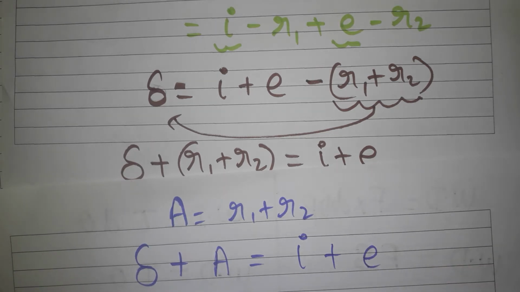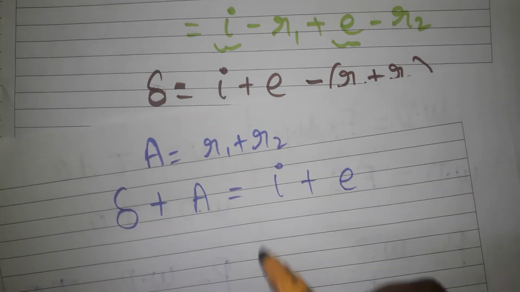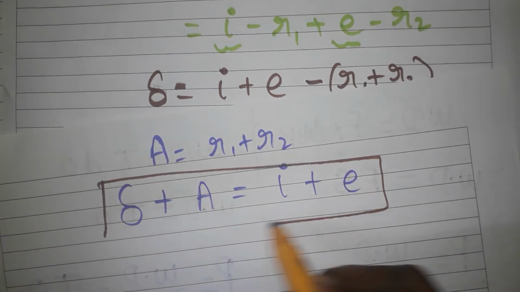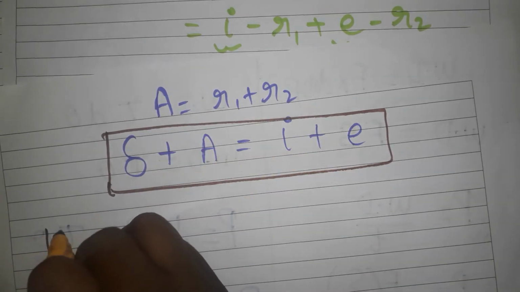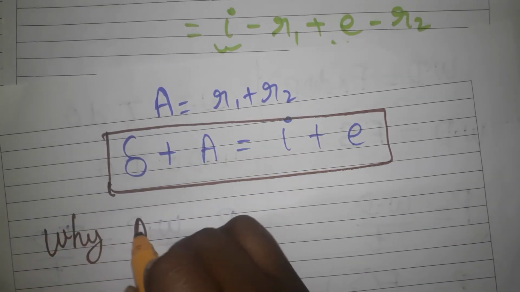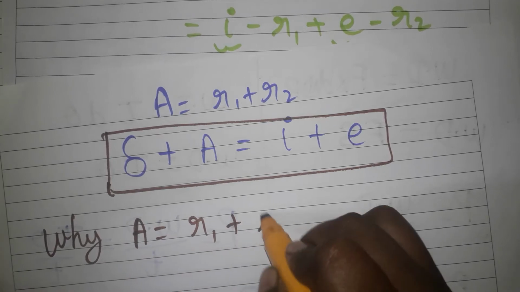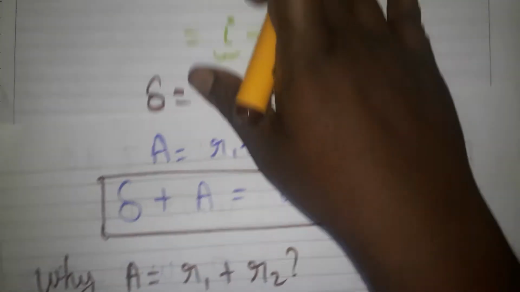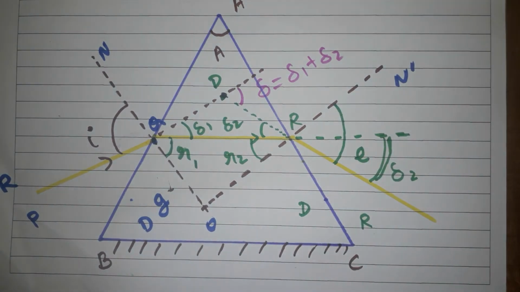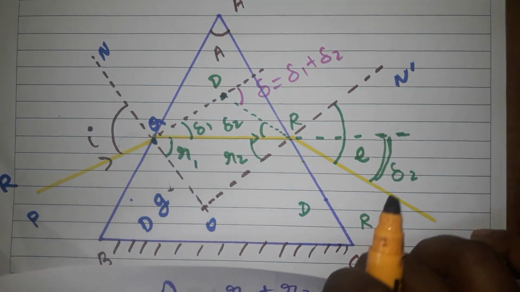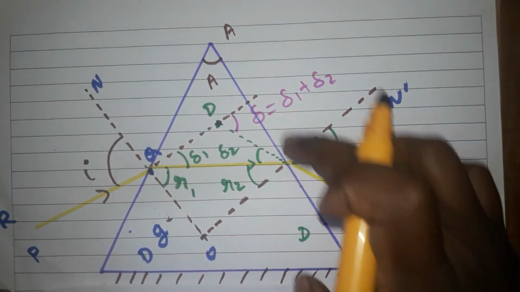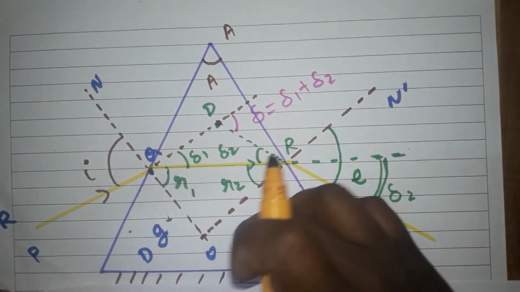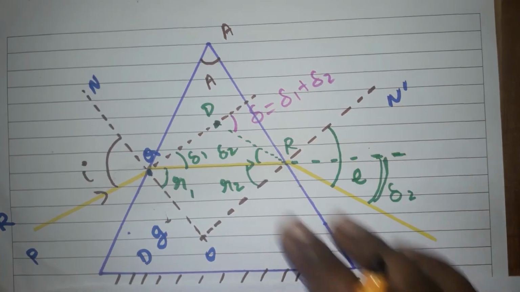So the first equation which I wrote is actually the derived prism equation. This is the prism equation. Now we have another question also: why is A equal to R1 plus R2? That explanation I am going to give you now. Again I am going to the diagram. See here, in the diagram, this is the part I have taken: A, Q, O, R. This is like a rectangle. That shape only I have taken.